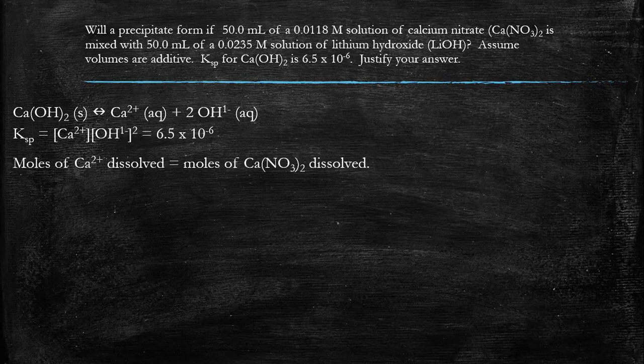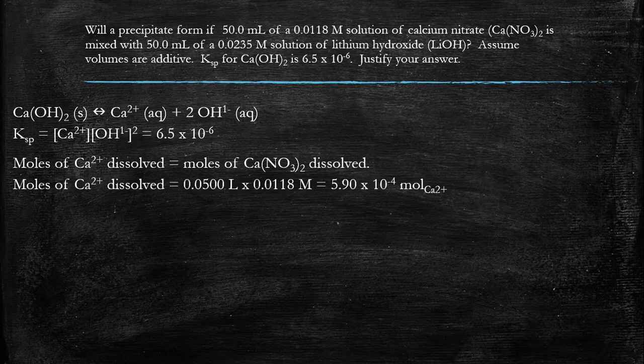Based on stoichiometry, the moles of the calcium ion dissolved equals the moles of the calcium nitrate dissolved. So we go volume times molarity to get the number of moles, and we get 5.90 times 10 to the minus 4th moles of the calcium ion.